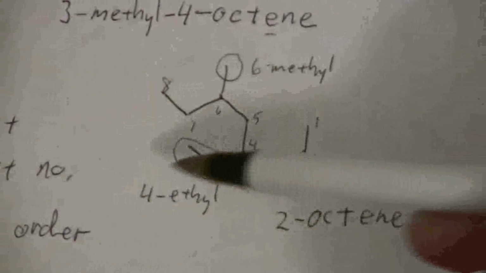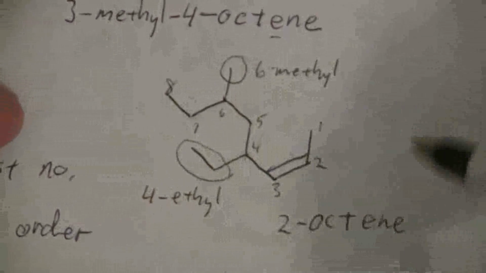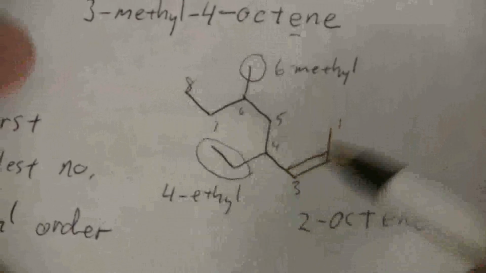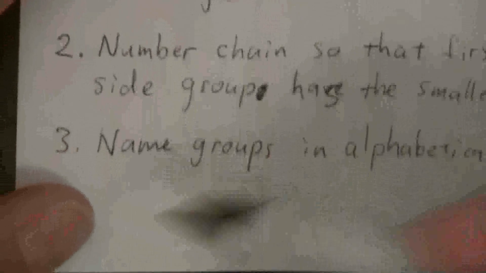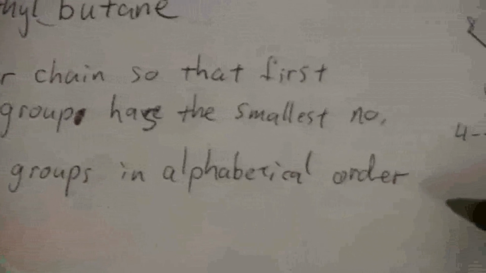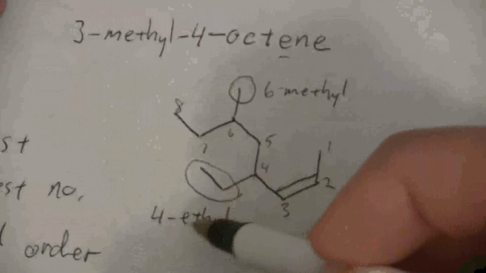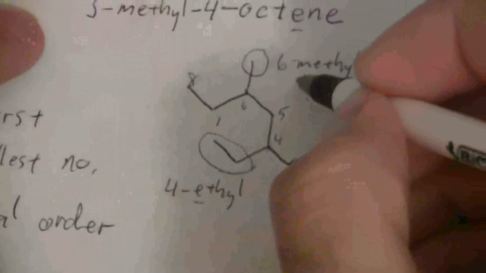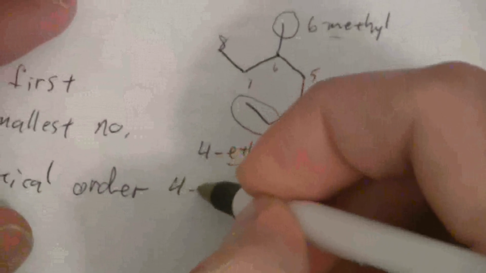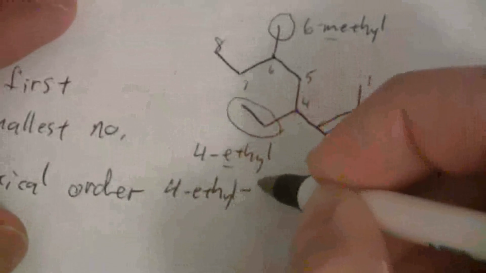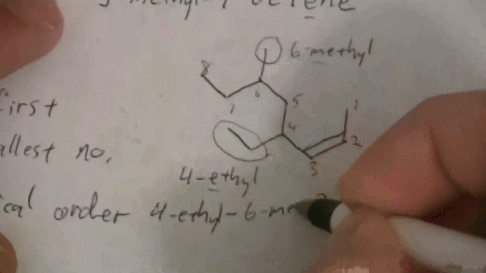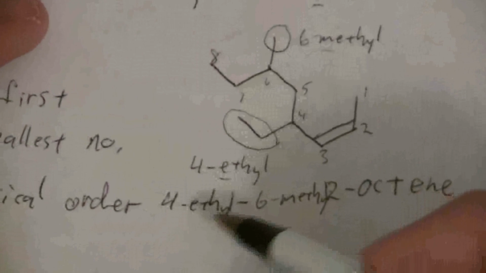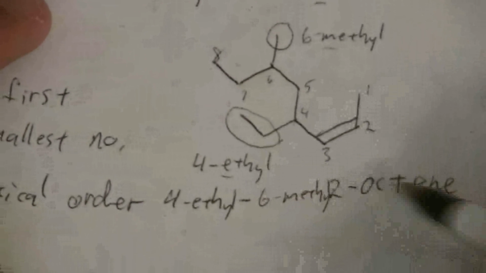Each side group has its own name, and once we have them named independently, we can say, how do I arrange those? Well, I'm going to name them in alphabetical order. So here I have an ethyl and a methyl, and the E comes before the M, and this will be 4-ethyl-6-methyl. I didn't quite leave myself enough room there, but 4-ethyl-6-methyl-2-octene.